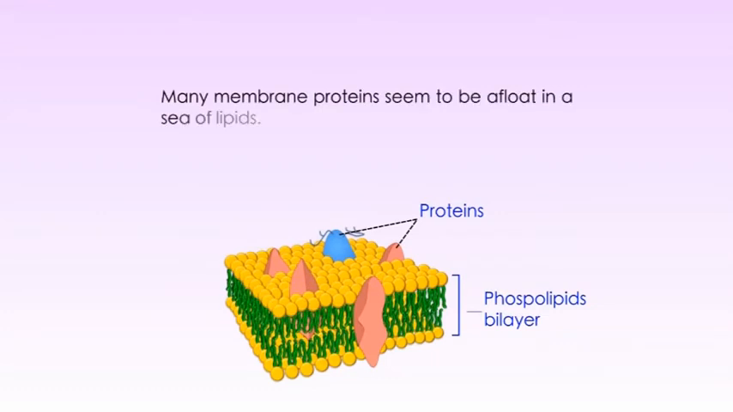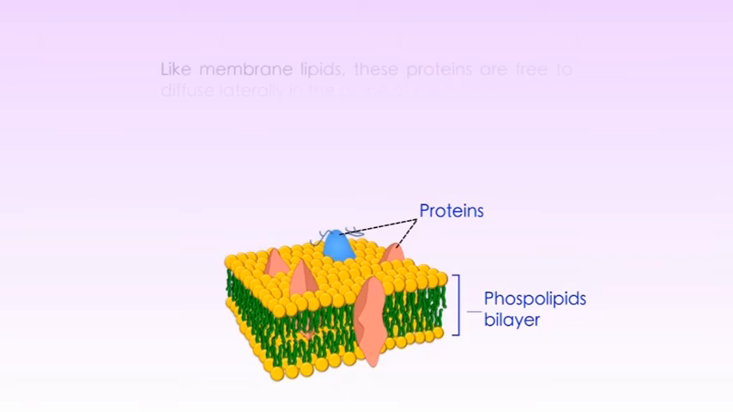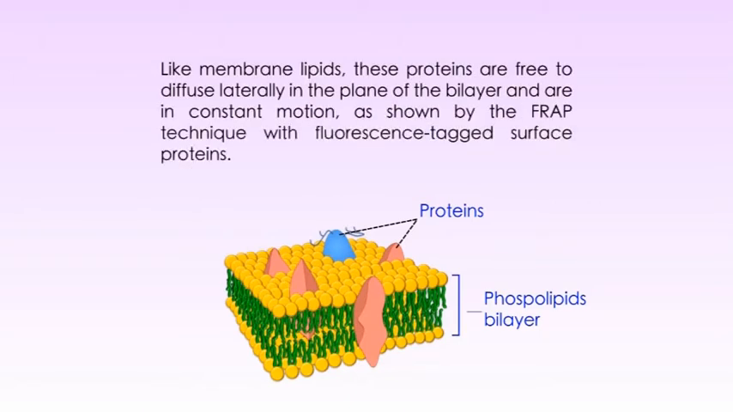That is, lipids behave as though corralled by fences that they can occasionally jump. Many membrane proteins seem to be afloat in a sea of lipids. Like membrane lipids, these proteins are free to diffuse laterally in the plane of the bilayer and are in constant motion, as shown by the FRAP technique with fluorescence tagged surface proteins.